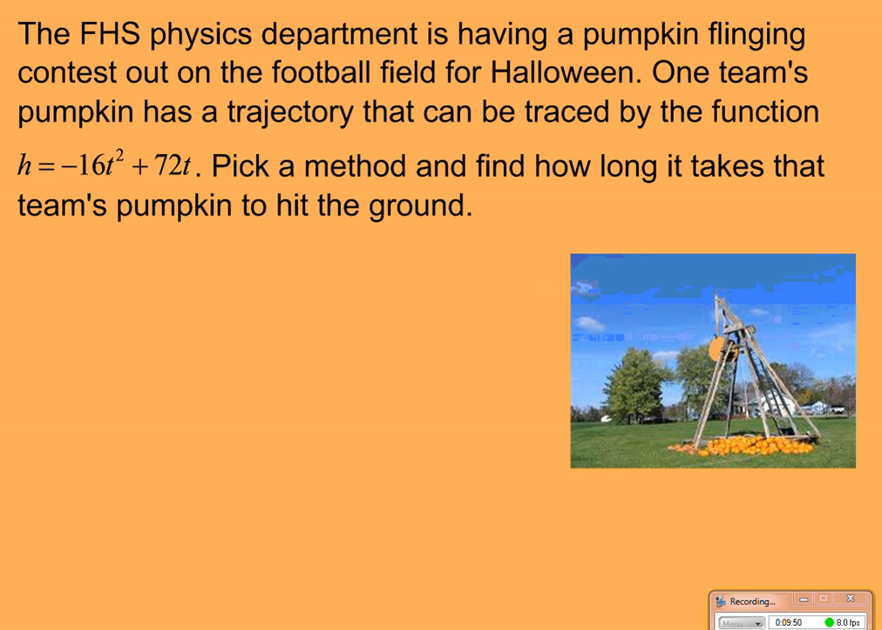The FHS physics department is having a pumpkin flinging contest in the football field for Halloween. One team's pumpkin has a trajectory that can be traced by the function negative 16t squared, which is gravity, plus 72t. Pick a method, find out how long it takes the team's pumpkin to hit the ground.